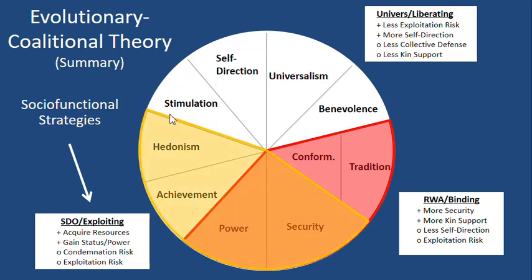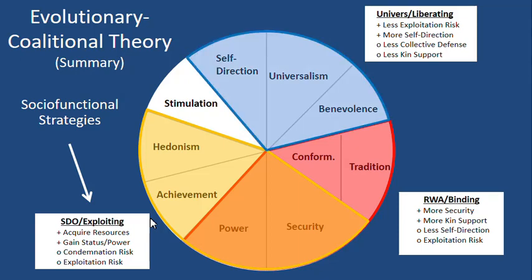Speaking of exploitation, we have the SDO orientation. It's another socio-functional strategy. It's good at acquiring resources, and you can gain status and power, which lets you get additional resources. The problem is you can be seen as a bad collaborator or selfish, so you're at risk of condemnation and exclusion for that. And you're also at risk for exploitation.